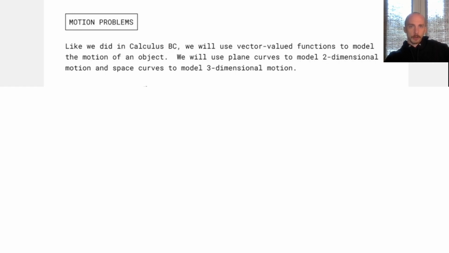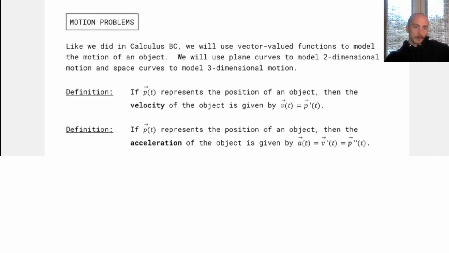And so just to remind you of some of the things that we knew last year, we know that the velocity is the derivative of the position function. I'm assuming that you've already watched the derivatives and integrals of vector valued functions lesson at this point. So the velocity is the derivative of the position, and the acceleration is the derivative of the velocity, and therefore the second derivative of the position.